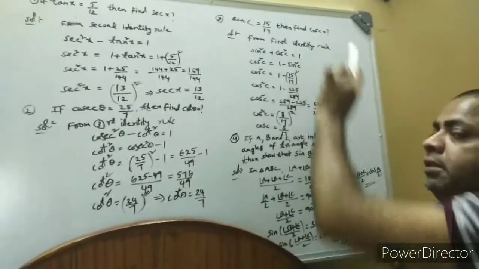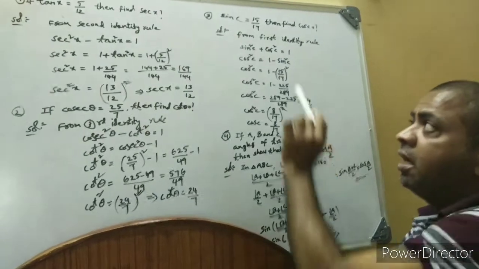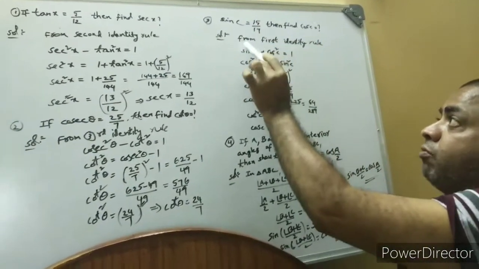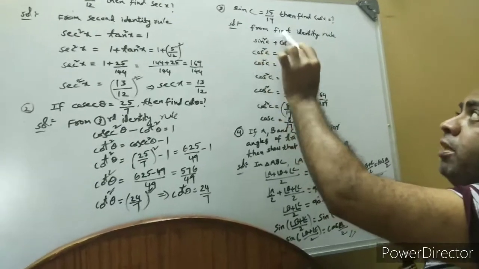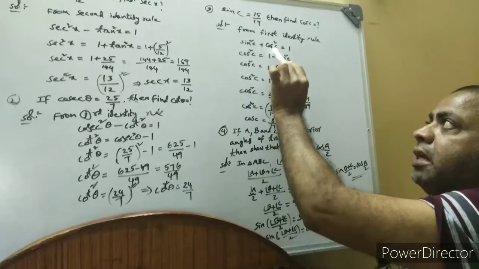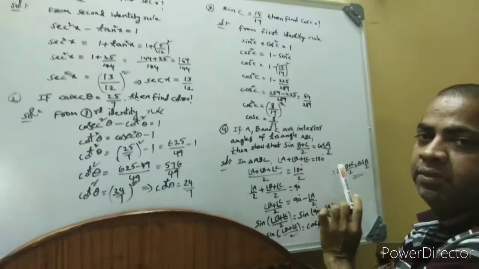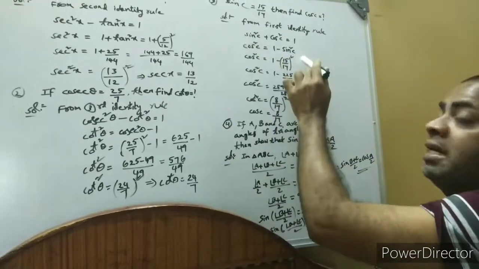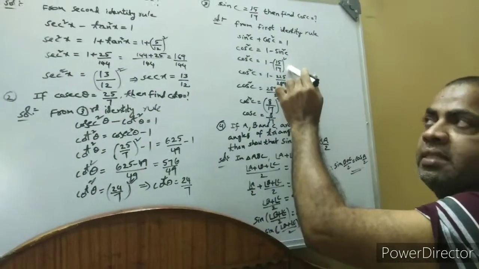Then find cos C. Here also you have to use the identity rule. Based on sin and cos, you know one condition, that is from the first identity rule. What is the first identity rule? Sin square C plus cos square C is equal to 1. Rewrite this: cos square C is equal to 1 minus sin square C.